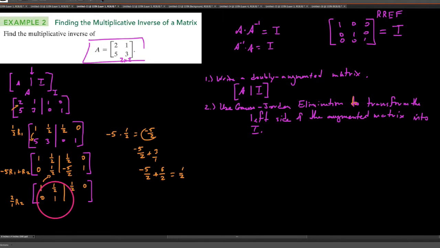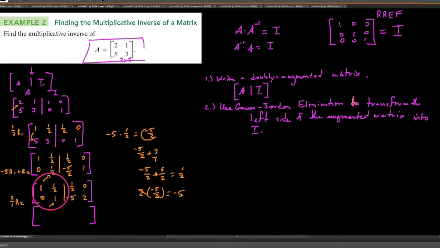2 times a half is 1. 2 times negative 5 halves, well, what's going to happen here? Our 2's kick out, we get just negative 5. So we're going to get a negative 5 here, and then 2 times 1, of course, is 2. So now, because we're going for Gauss-Jordan elimination, this means that now that we've got a 1 here, we have to get zeros below and above it.